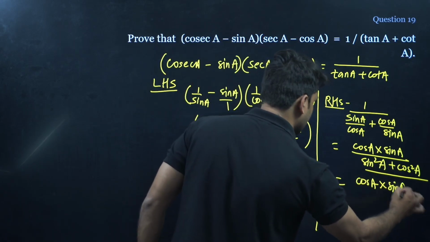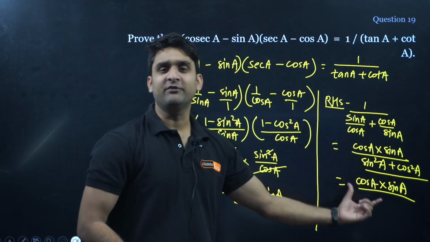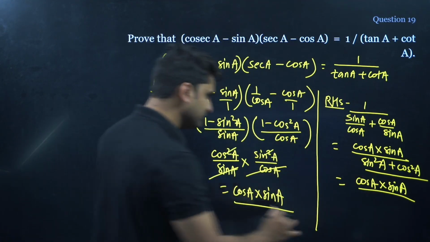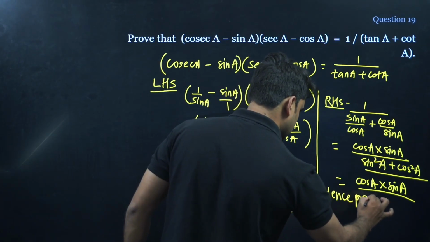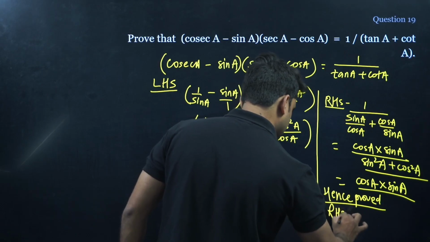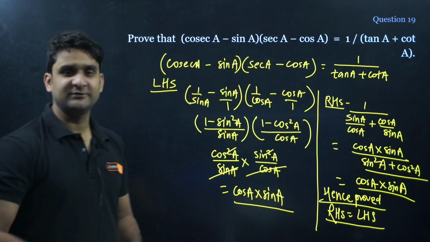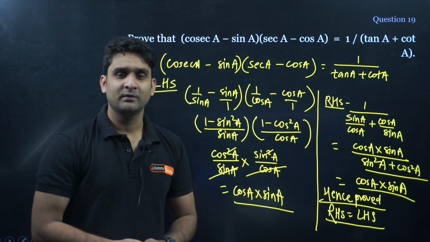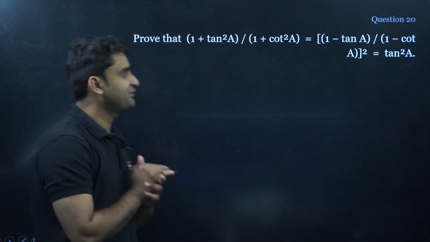Final result. What was the final result of LHS? Same. What is the final result of RHS? Same. So hence proved. Hence proved what? RHS is equal to LHS. Hence proved. Clear, everyone? I hope this is clear to you all. Moving ahead.